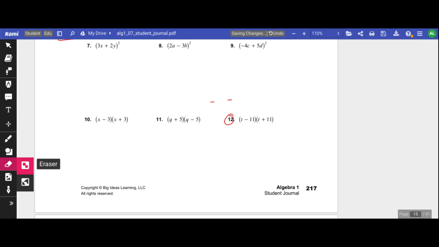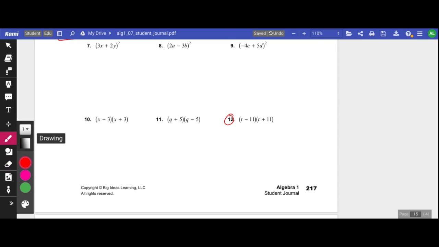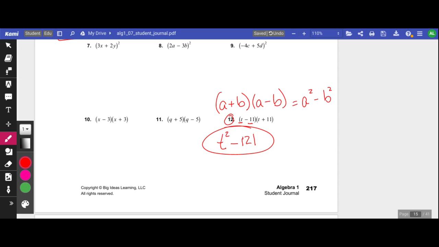I've got a plus b and then a minus b. I know that's always going to come out to a squared minus b squared. Okay, so here my a is t, so that's going to be t squared minus, okay, my b is 11, so 11 squared is 121. All right, this one's pretty easy for most people. I would definitely use the little shortcut here on the adding and subtracting ones.